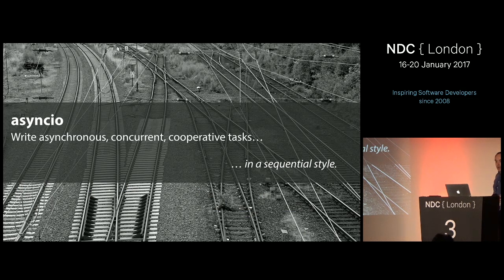Async I/O allows us to write asynchronous, concurrent, cooperative tasks. But the great thing about it is it allows us to do it in a sequential style. We don't have to think too much about the fact that multiple things are happening concurrently. It allows us to quite neatly sidestep all the problems that are usually associated with concurrency.